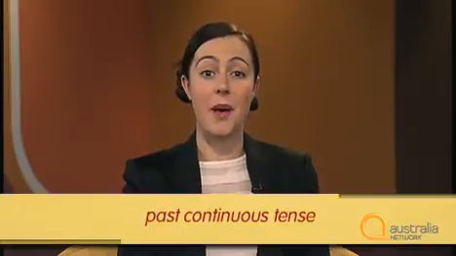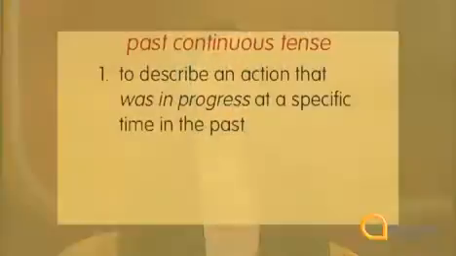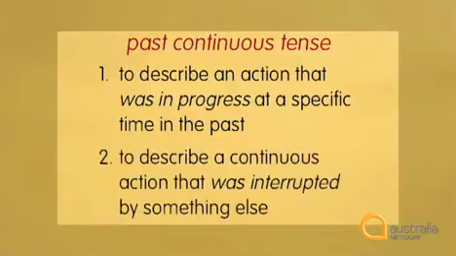Margaret says that she was recording birds as she walked down the track. This is the past continuous tense. We can use it in two situations. Can you identify which one applies to Margaret? We use it to describe an action that was in progress at a specific time in the past, or to describe a continuous action that was interrupted by something else.